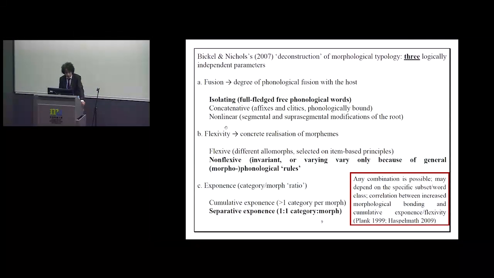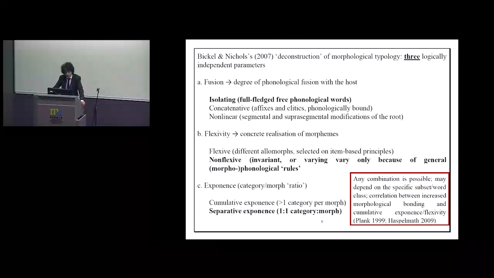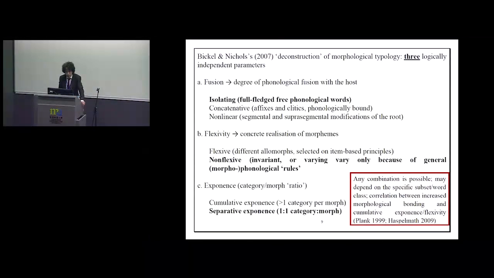When it comes to flexivity, how morphemes are realized, the two options would be flexive formatives, which means they come with allomorphs, in different shapes, or non-flexive formatives, which are invariant, so you always get the same shape for the same meaning. And of course, you would expect an isolating language to have non-flexive formatives.